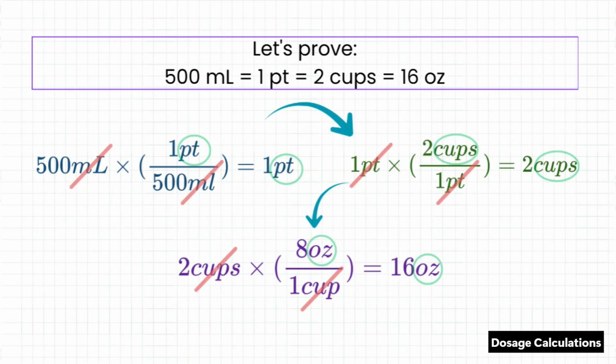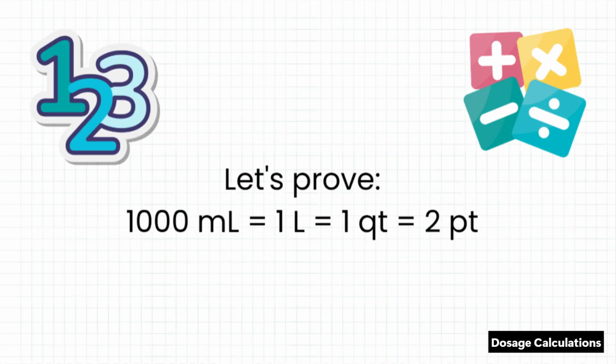And look at how beautifully this works. By setting up our fractions so the units cancel out, milliliters with milliliters, pints with pints, and then cups with cups, we're literally guided step by step to the right answer. The units do the work for you. Let's try another really common one. How can we prove that a whole liter, or 1,000 milliliters, is the same as 1 quart, which is also the same as 2 pints?